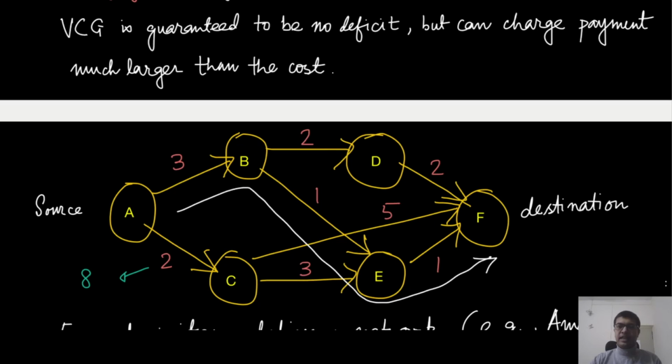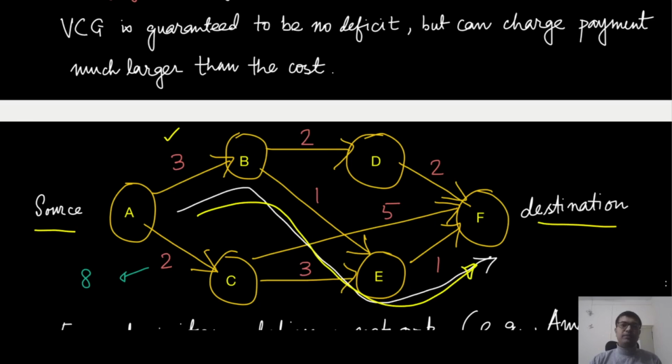Let us look at an example of a network where all these edges are essentially the players, and they have a certain amount of cost which is their private information. The objective of the planner is to find the shortest path from the source to the destination, the least cost path. And you can find out that this path here is essentially the least cost path. ABEF is the least cost path.